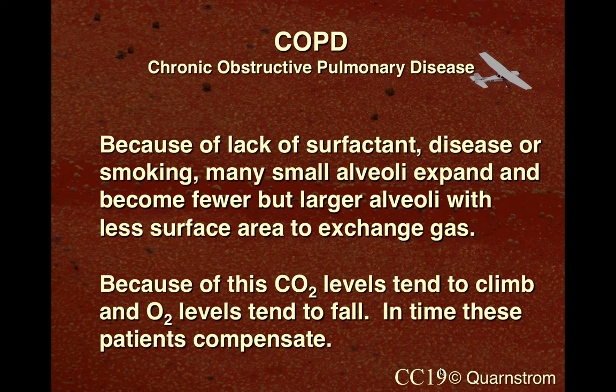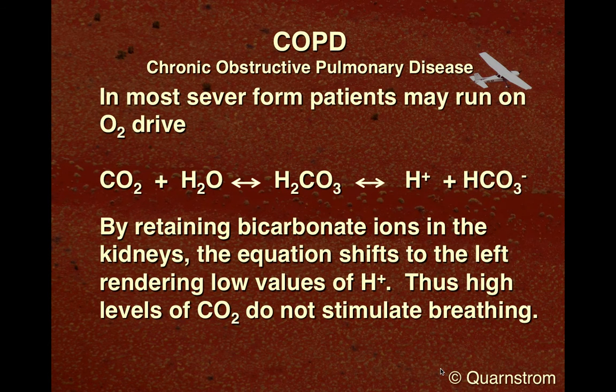Because of this, CO2 levels tend to climb. When we breathe, we create carbon dioxide, and I've got some chemical symbols here. So here's our carbon dioxide that is produced when we metabolize food. Add that to water, you get carbonic acid. Carbonic acid dissociates into hydrogen ions and bicarbonate ions. And that is where we stimulate our breathing. The greater amount of hydrogen ion that you have in your bloodstream, the more your breathing is stimulated.